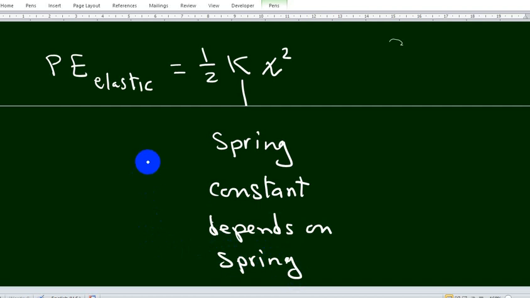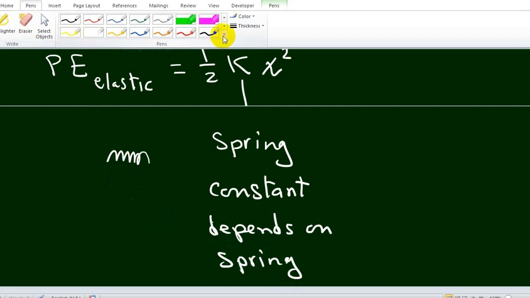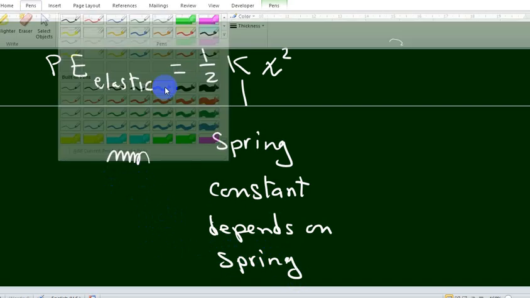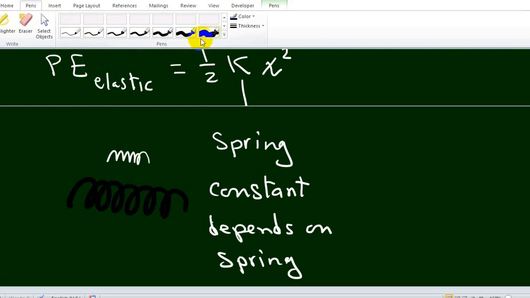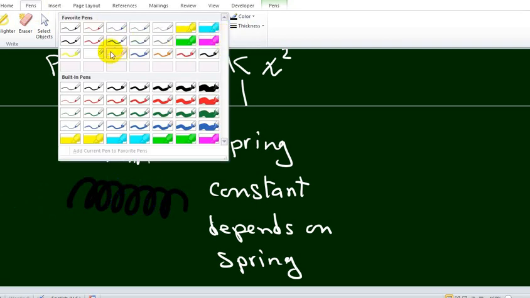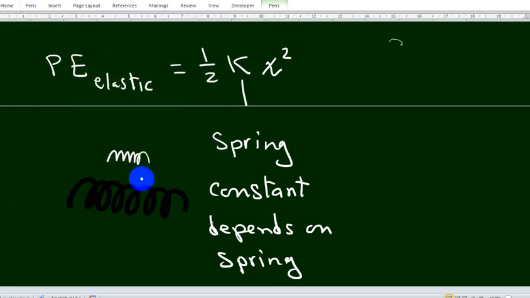If you have a light spring, it's different from another one. So the spring constant here is different from the spring constant in this one. So it depends on the spring itself. For a light spring, it will be small, and for a heavy spring, it will be large. So this is called the spring constant.